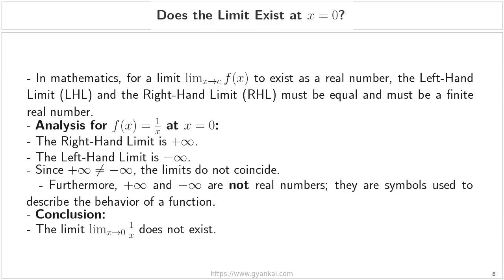Consequently, since the left and right-hand limits are different and are not finite real numbers, we must conclude that the limit of 1 over x as x approaches 0 does not exist. Keep this distinction in mind, as we will summarize these key takeaways in the next slide and discuss some common mistakes students make when interpreting these results.